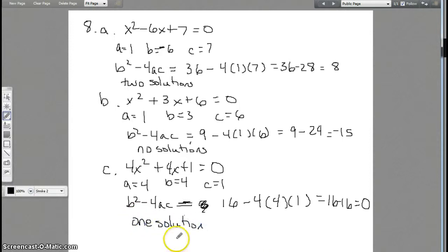So remember, if your discriminant is greater than 0, you have 2 solutions. If it's equal to 0, we have one solution. If it's less than 0, we have no solutions. So we're going to skip over to number 9.